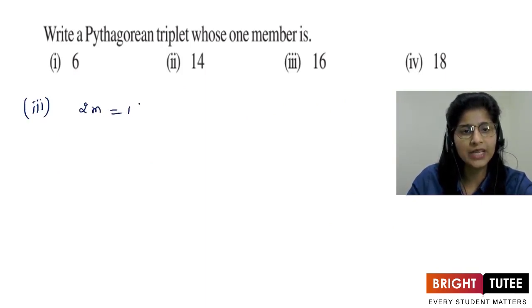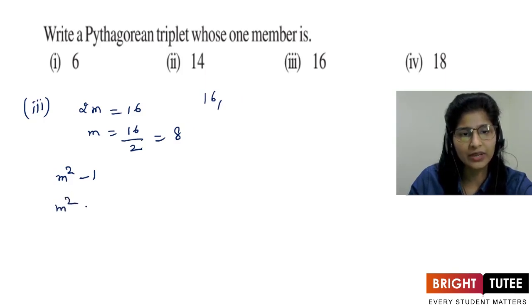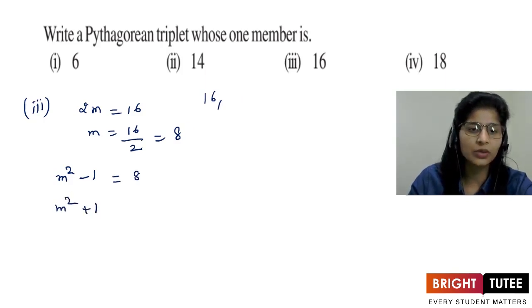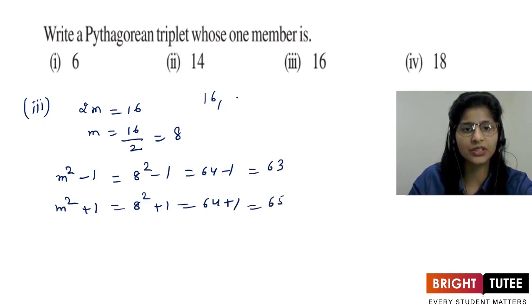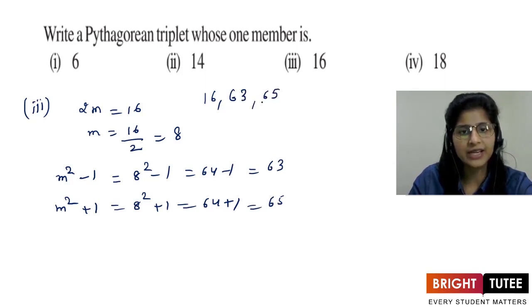We'll keep 2m equal to 16 and m is equal to 16 upon 2, that gives us 8. So we know m is 8 and that is an integer. So yes, one of the members is 16. The other members are calculated as m square minus 1 and m square plus 1. So we'll do 8 square minus 1, 8 square plus 1. 64 minus 1, 64 plus 1. It will be 63 and it will be 65. So the three Pythagorean triplets are 16, 63 and 65.